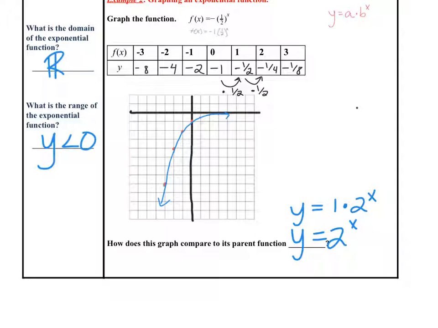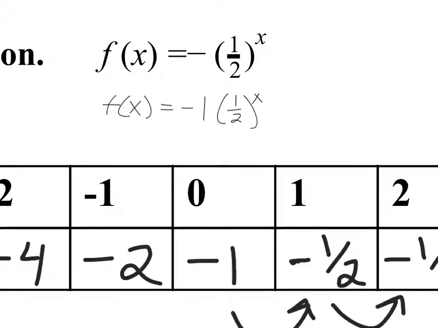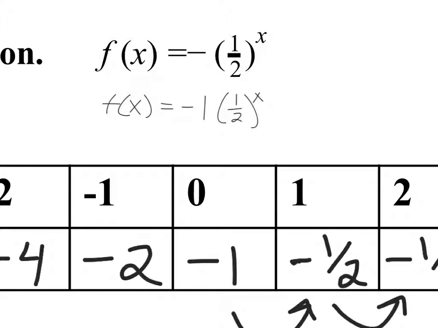So one has a 1. How does that compare? Maybe it wasn't clear enough. How does that compare to this one up here? So the one that has a 1 in front of it, what's the difference between that and this? They're close. They've got some similarities. This one also has a 1. What's the difference between that one and this one? Negative.